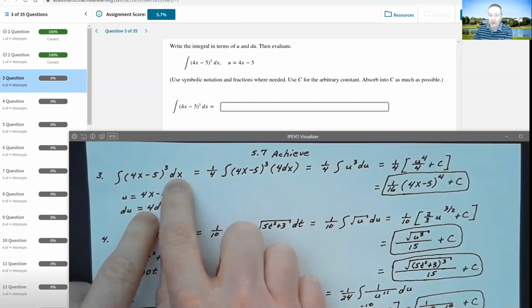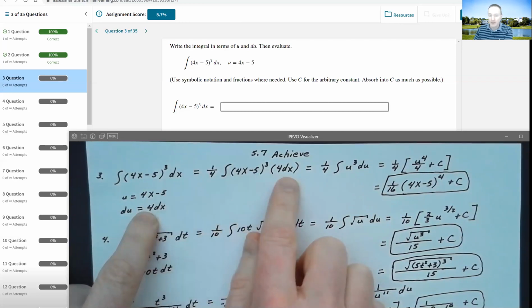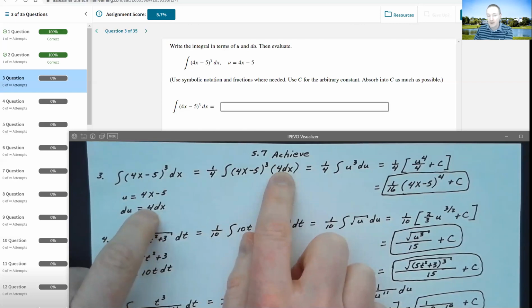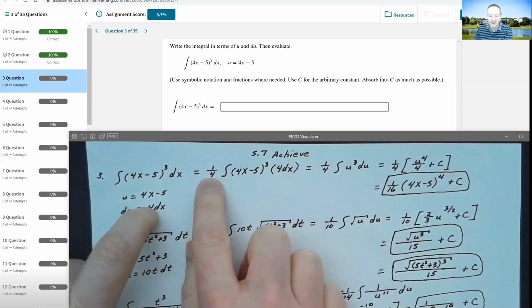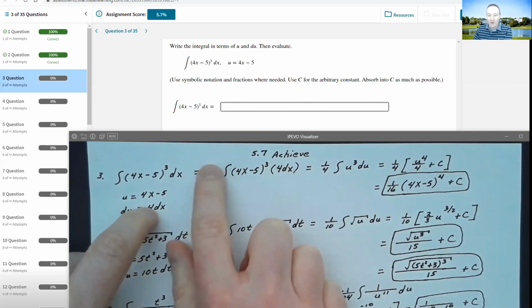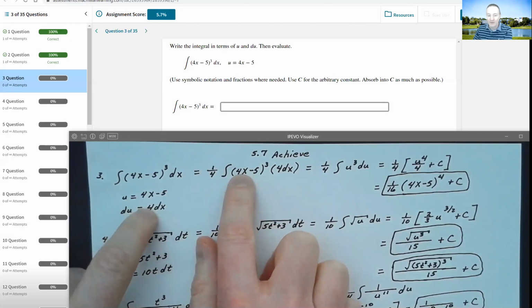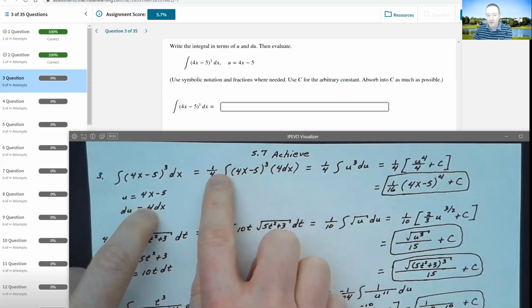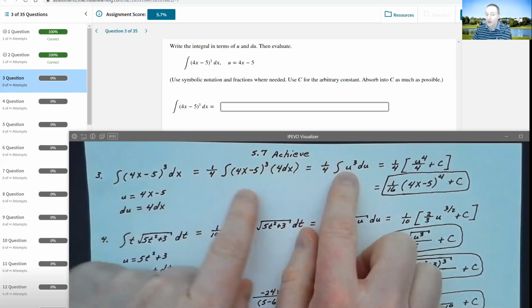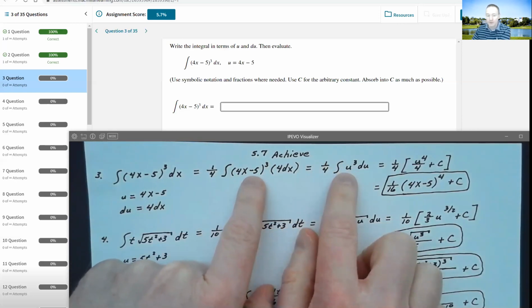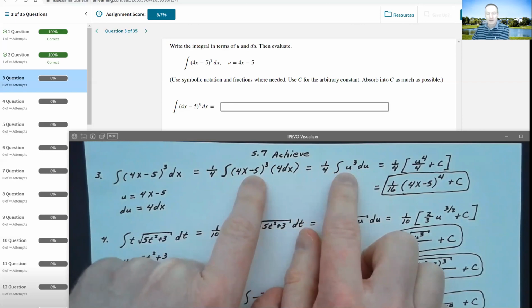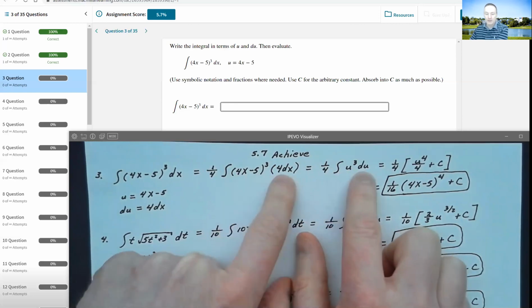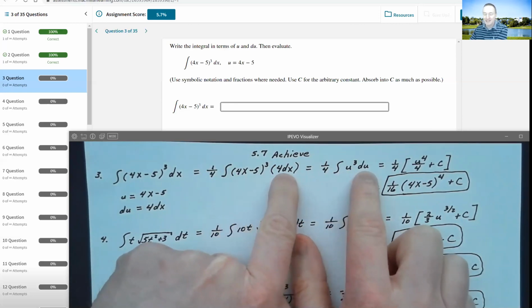So if I only saw a dx in there, I'd go ahead and make it 4 dx. But if you multiply by 4 on the inside, then you're going to have to make up for that by dividing by 4 on the outside. So I have 1/4 the integral of (4x minus 5) cubed times 4 dx. Then I can say, well, then this is going to become 1/4 the integral. The whole point to doing this was to put it in terms of u. We can do that. That's going to be u cubed, and then the 4 dx becomes our du.